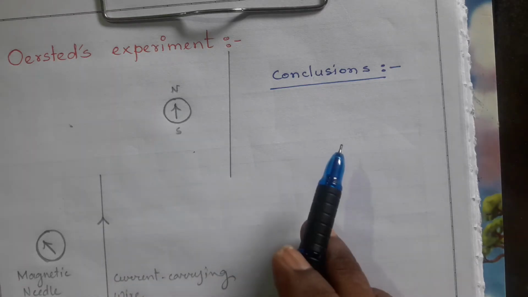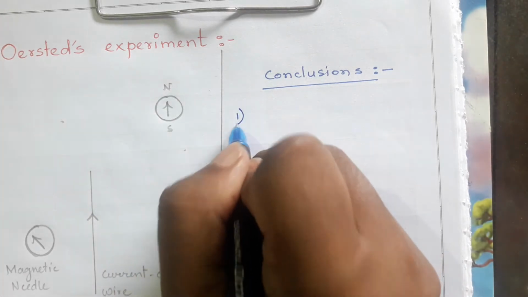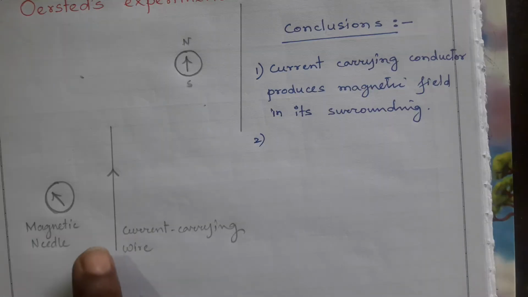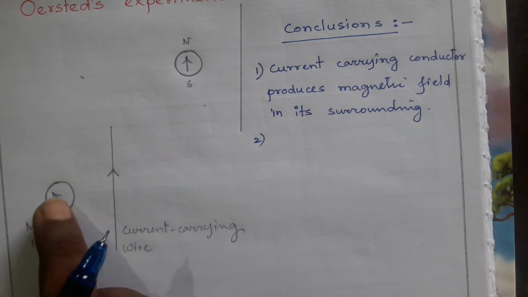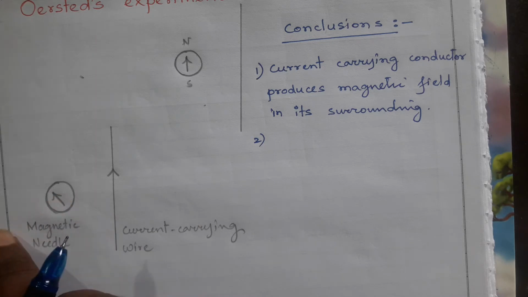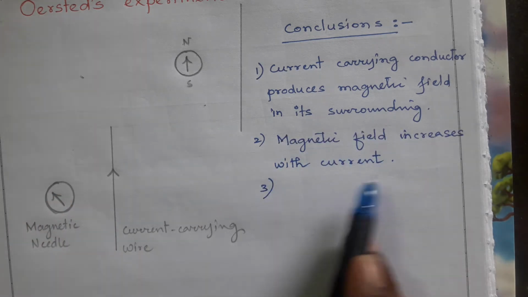So what are the conclusions of Oersted's experiment? Number one: a current carrying conductor produces a magnetic field in its surroundings. Now if you increase the current, you will see the deflection is more. What does it indicate? More current, more magnetic field. So the magnetic field increases with current.